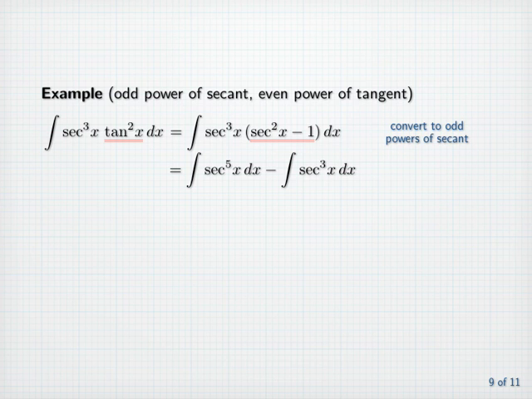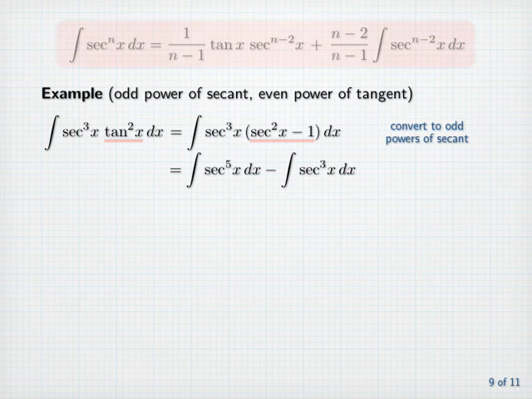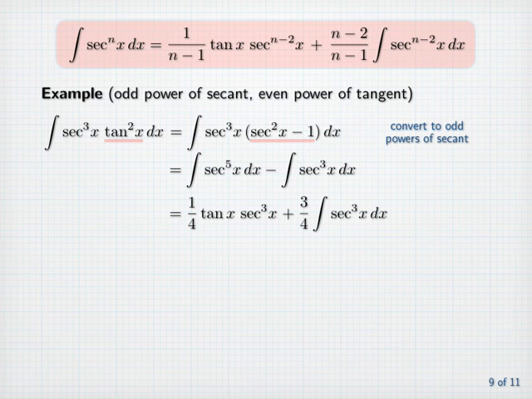We'll use our power reduction formula. First on the integral of secant to the fifth. There we get a 1/4 tangent x times secant cubed x plus 3/4 of the integral of secant cubed x dx.